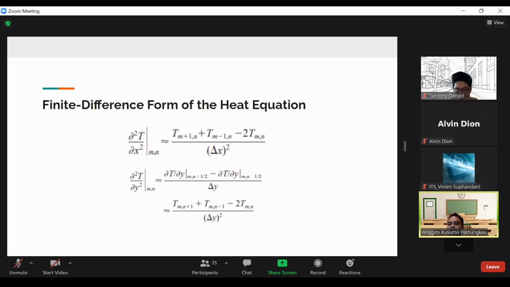This is the finite difference form of the heat equation to solve the problem in the rectangular one. We have the forward and backward PDE to solve Tm plus 1 plus Tm minus 1. This is the central, and then the second one is dT per dy, which is the same as dT per dx.